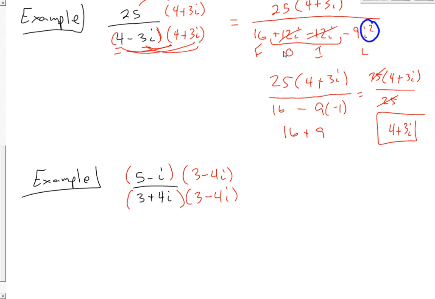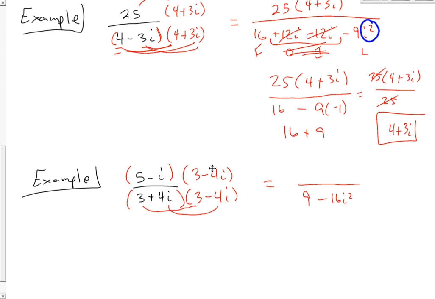So really we can skip the O and the I and just do the first, the 4 times 4, and the last, the negative 3i times positive 3i. So keeping that in mind, I would do 3 times 3 for my F part, and I would get 9. And then I'm skipping the outer and the inner, and I'm going to do the last, and I get 4i times negative 4i, which is negative 16i squared.